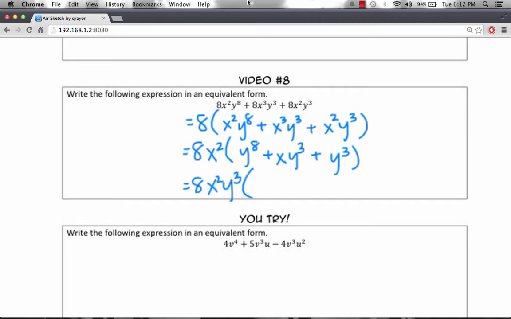Now if we factor out a y cubed, we're left with y to the 5th plus x, and just x because y cubed divided by y cubed is 1 when we factor it out, plus 1. And again, we have a 1 at the end because factoring is just like division, and if we're factoring out or dividing out y cubed from itself, we get 1. And that's it.